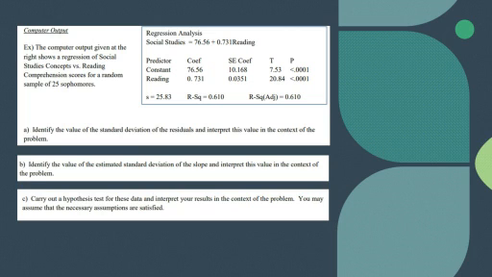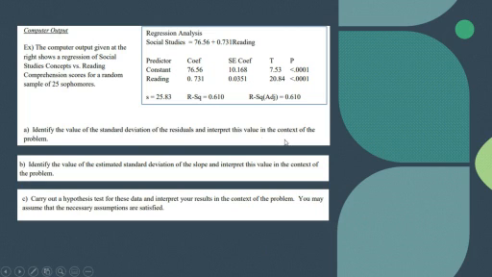Linear, or liner, whatever you want to call it, process. Okay, so let's start with the first one, identifying the standard deviation and identifying the value of the estimated standard deviation of the slope, before we interpret it.